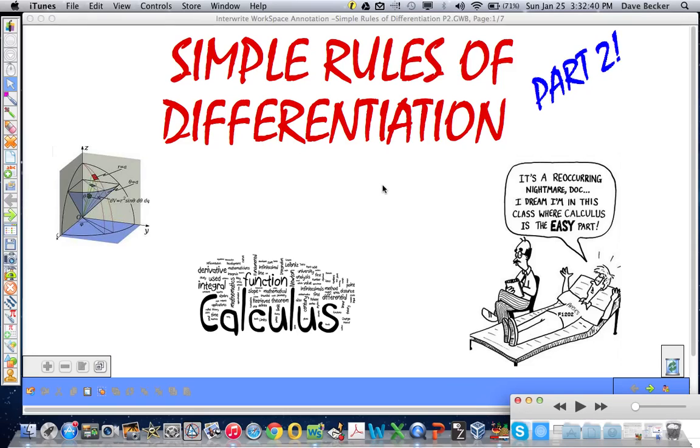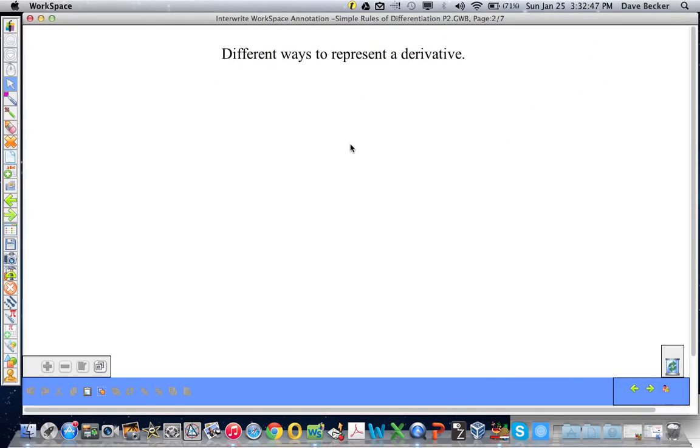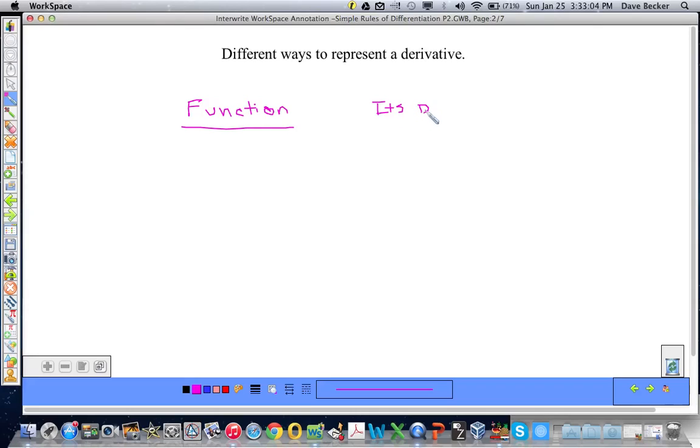Simple rules of differentiation, part two. Just a few more examples I wanted to show you. And I also want to make sure that we understand different ways we can represent a derivative, the different notation that we can use. So I'm going to list the function and then I'm going to list its derivative.